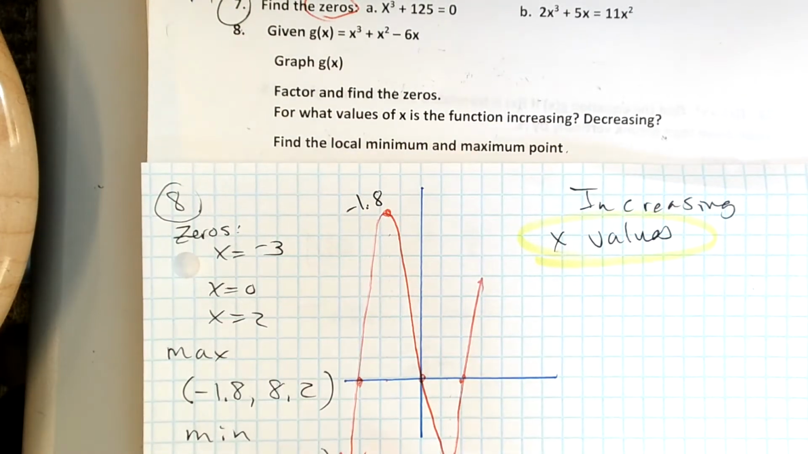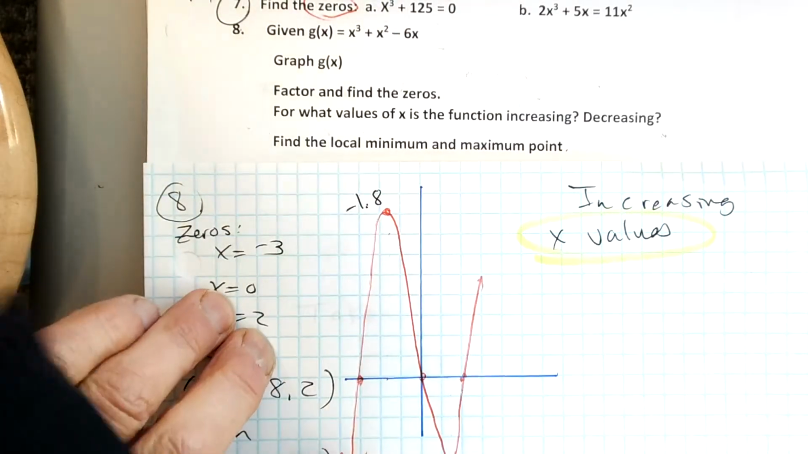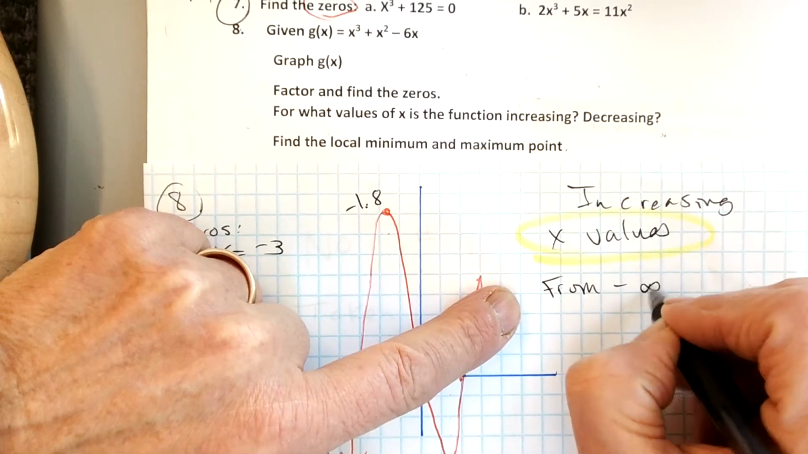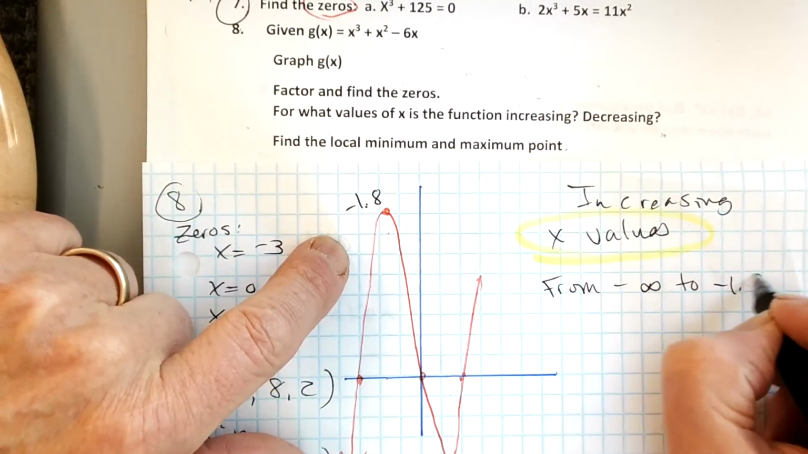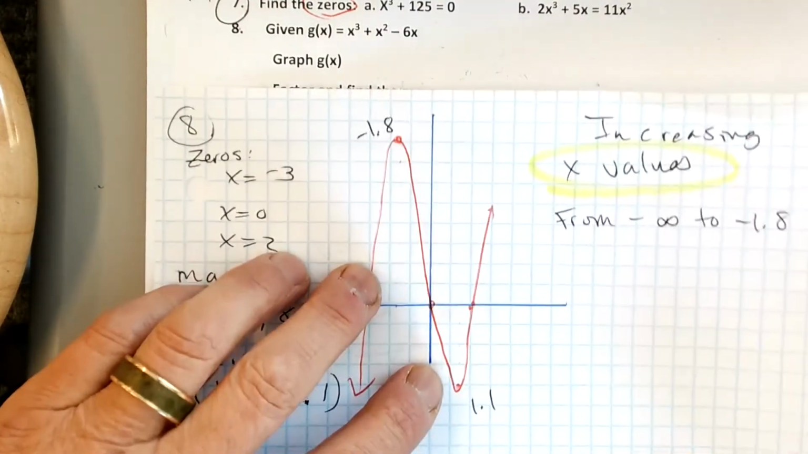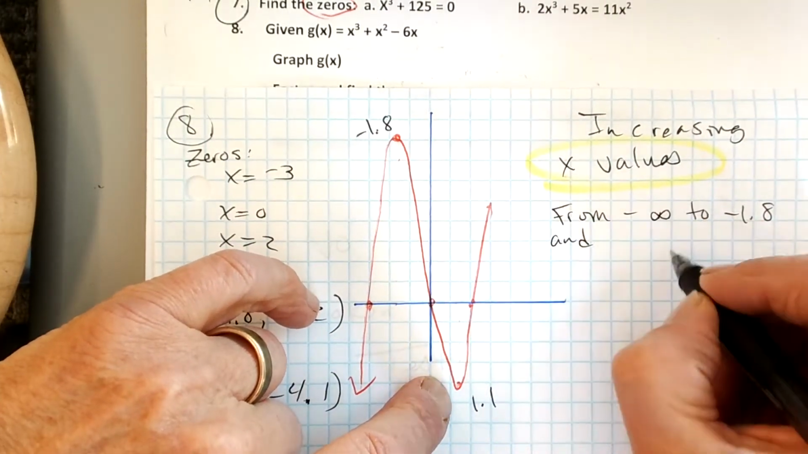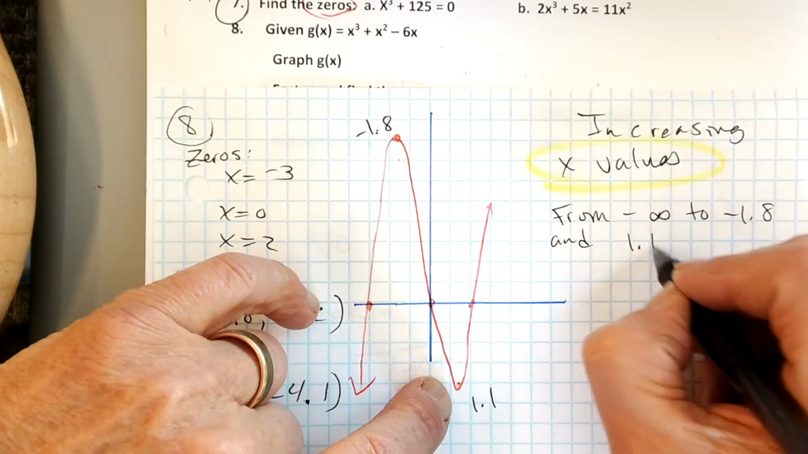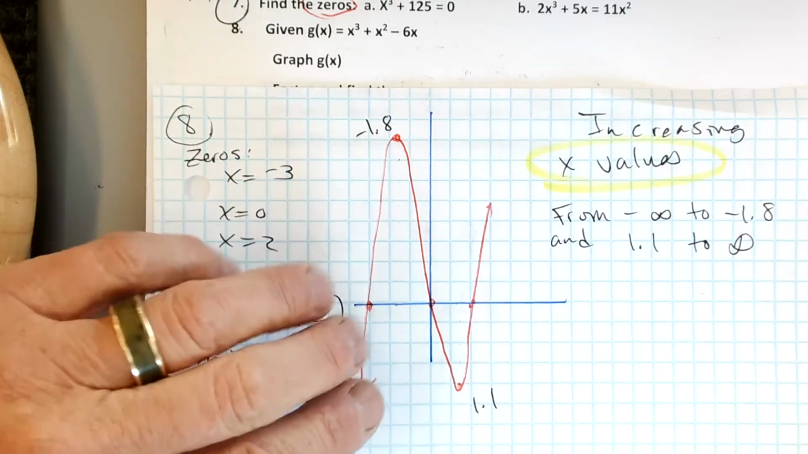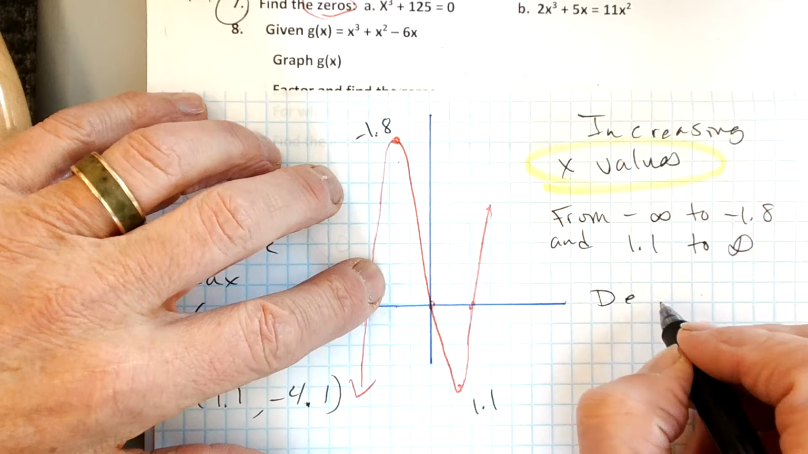So let's see. I'm going uphill from negative infinity to negative 1.8. So increasing from negative infinity to negative 1.8. I'm also going uphill, increasing from 1.1 to positive infinity. That's where I'm increasing. Decreasing, I'm going downhill from here to here. So decreasing, again, it's x values.